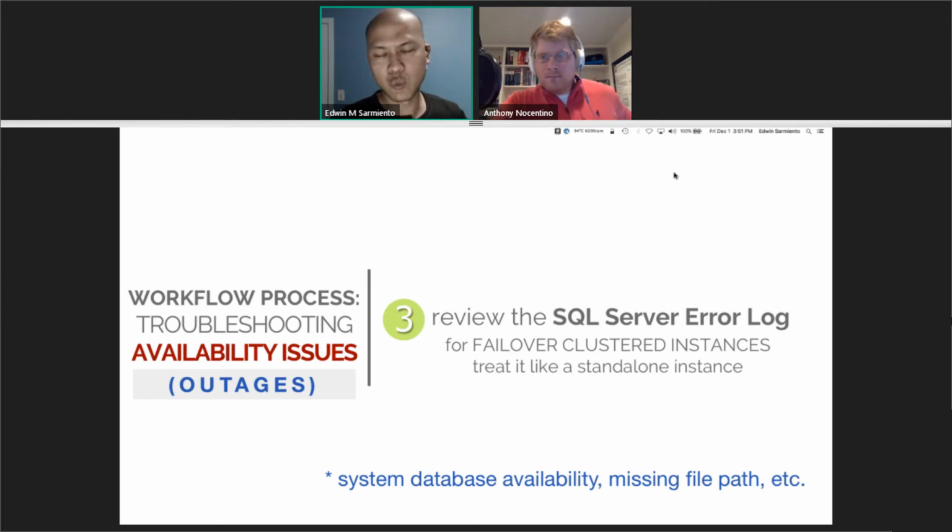We had to manually hack the registry, not something that I would recommend. We needed to hack the registry to point the SQL Server service to the correct path, where the database files are, where the SQL Server error logs are, and so on and so forth. And that's how I treat failover clustered instances.